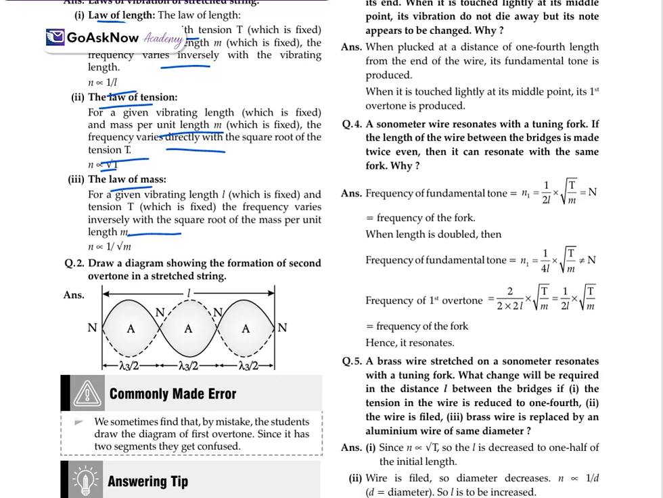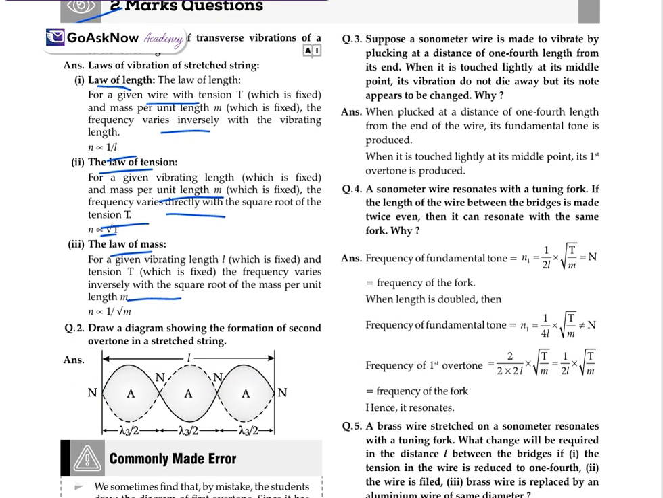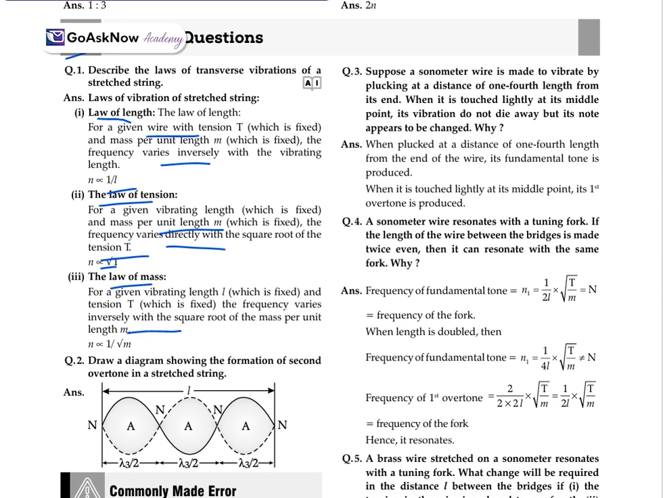Now draw the diagram showing the formation of the second overtone in a stretched string. We have already studied it. 3 antinodes and 4 nodes are produced here. The distance will be lambda 3 upon 2.